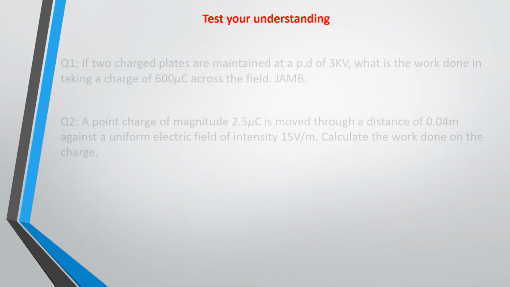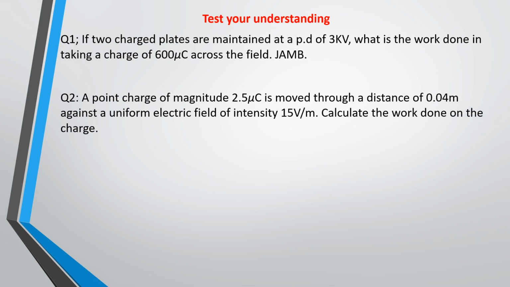So guys, this is your test your understanding page. These questions are just like what I've done, so please try your hands on them. If two charged plates are maintained at a PD of this, what is the work done in taking a charge of 600 microcoulomb across? If you remember the microcoulomb, you have to convert it to coulomb by multiplying it by 10 raised to the power minus 6.